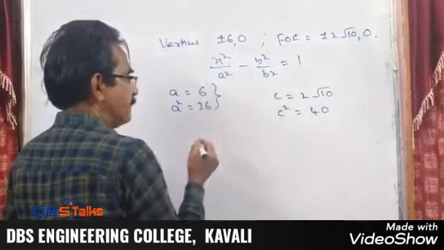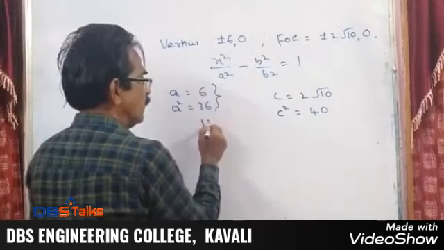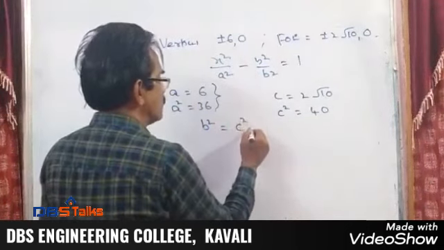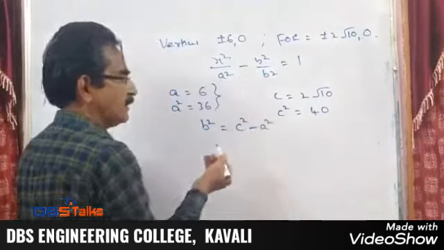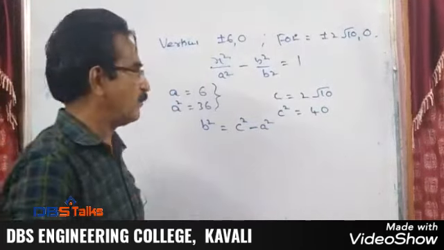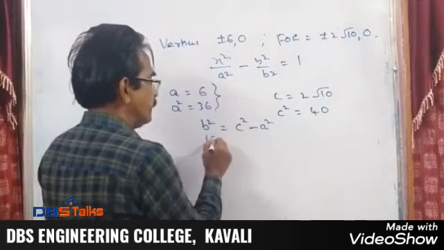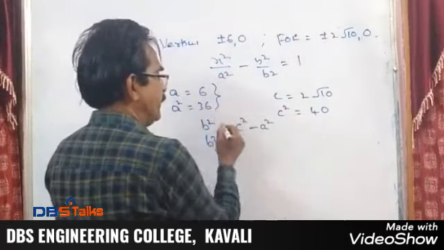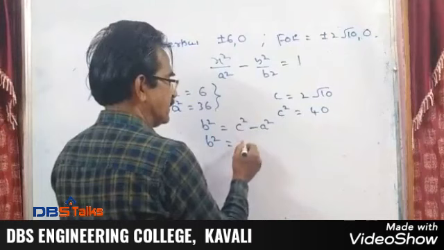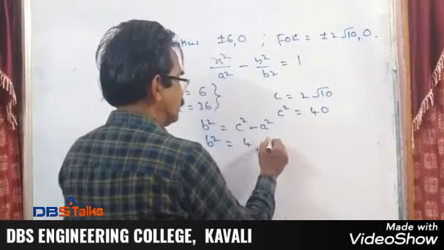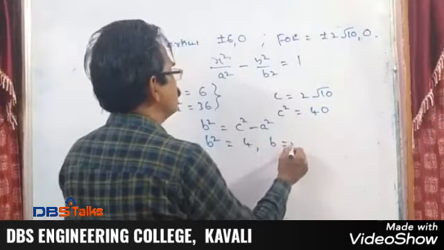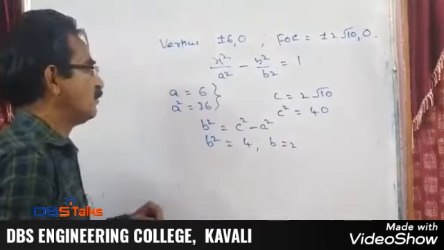Now we want b square. b square is equal to c square minus a square, because c square is equal to a square plus b square. So b square is equal to 40 minus 36, which means 4. b square is equal to 4, b is equal to 2. Of course, we don't require b.